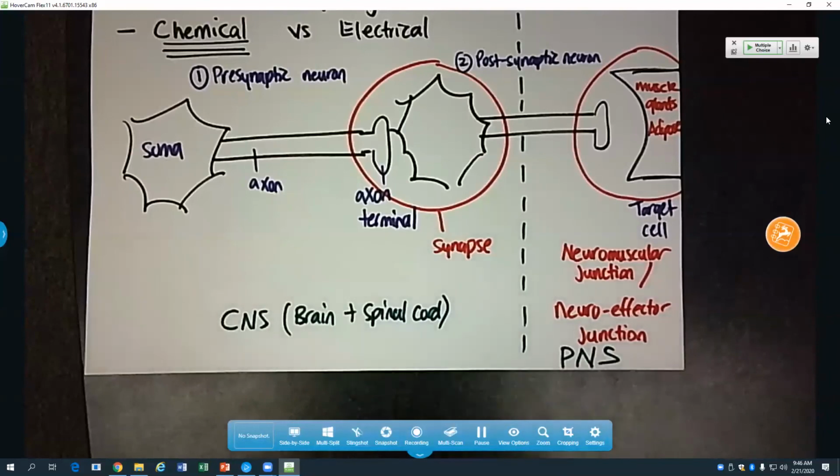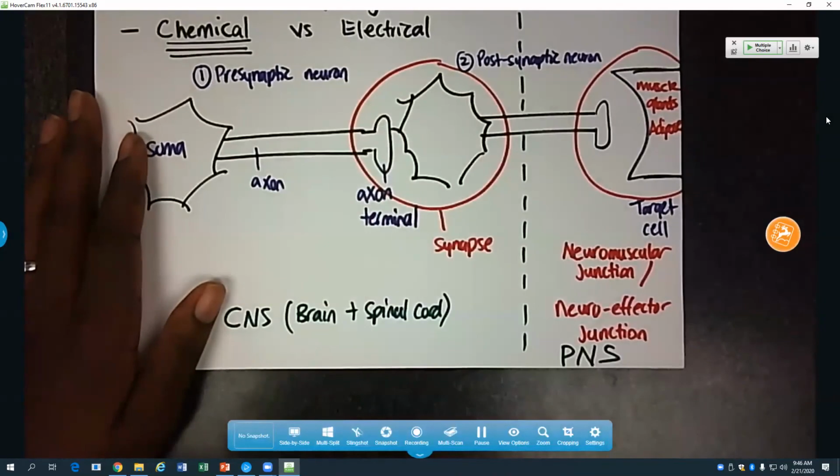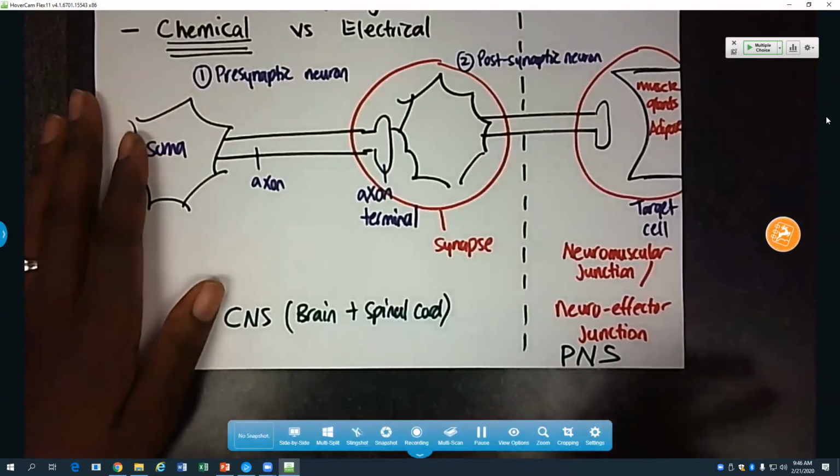All right, so the area that we're really going to be speaking about today is this communication, this connection between one neuron and a second neuron.